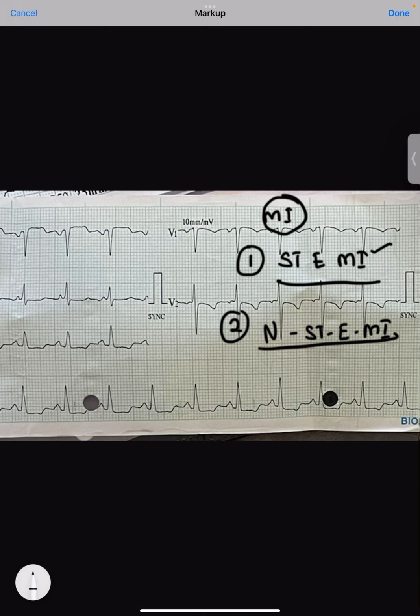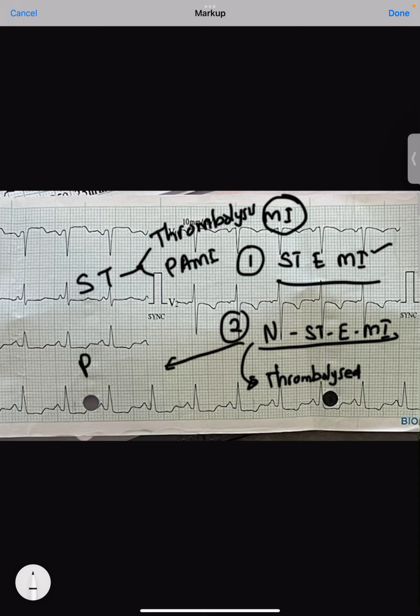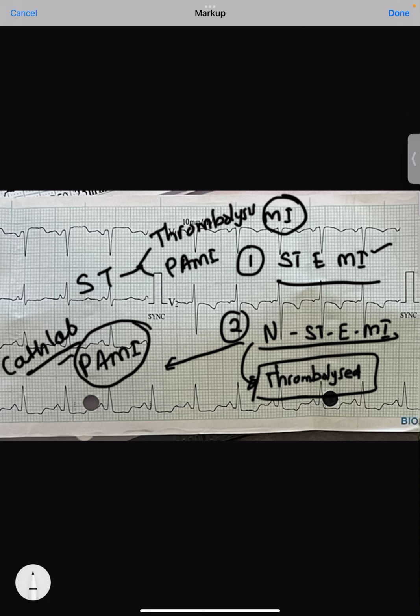Usually in STEMI, thrombolysis can be given, or PAMI can be done, but in NSTEMI, thrombolysis is usually not done because we are not actually sure whether it is an ischemic process. Whenever there is clear-cut ST elevation, we have both options, thrombolysis as well as PAMI. In non-ST elevation MI, we can always go for PAMI. We can directly take the patient to the cath lab and explore the culprit vessel, and if it is blocked, we can go for angioplasty at the same time, but we cannot thrombolyse that patient. So that is one problem.